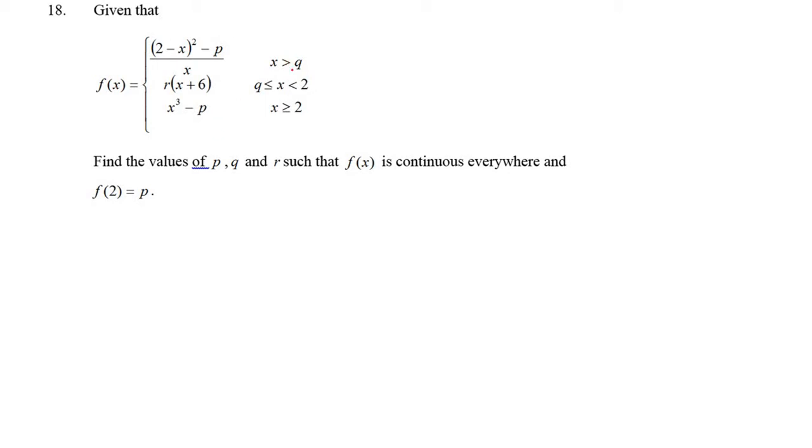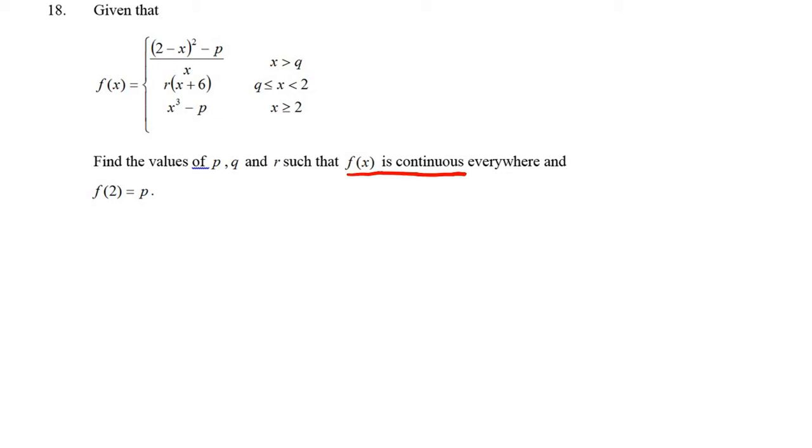Okay, so kita diberi limit x is greater than q, okay, and then you have for q, x is in between q and 2, okay, and then x is greater than 2 over here. So kita nak cari nilai p, q and r, okay, and you are given that f(x) is continuous everywhere, okay, and then f(2) equals to p, okay.